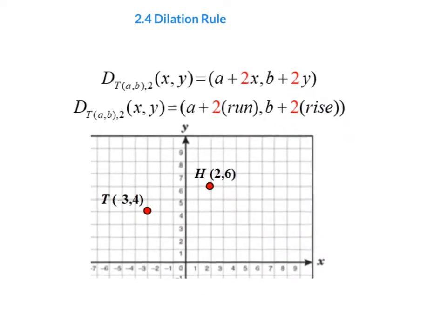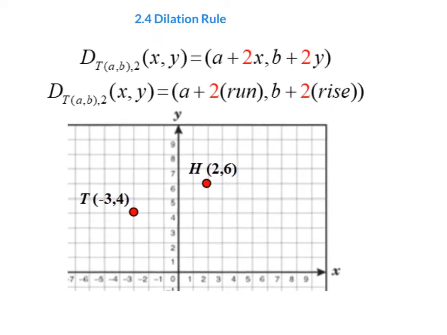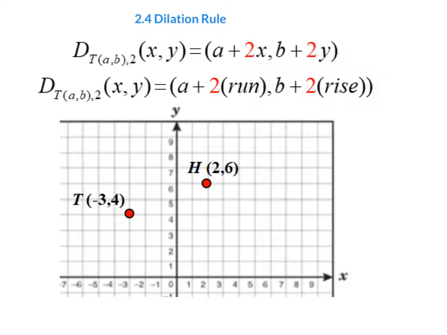All right, let's take a look now at a rule when it's not based out of the origin. Don't worry too much about what's up top there quite yet. I do want to look at the dilation that we're doing. So this tells us we're going to dilate out of T, so that's our center.